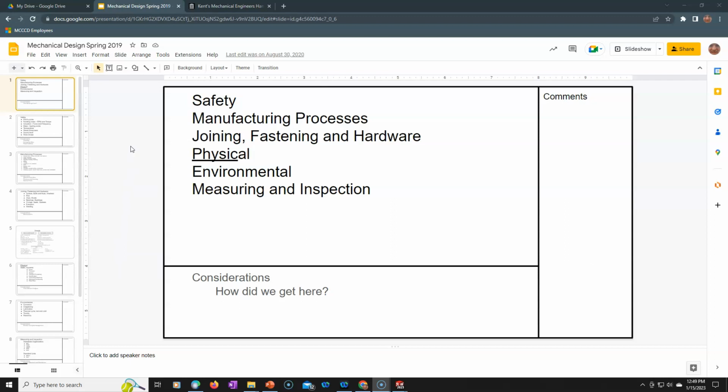So things that we're going to be concerned with: always safety, the manufacturing processes, joining, fastening, and hardware, the physical, our environmental, and measuring inspections. And the how did we get here? Hundreds and thousands of years of different tools and different technologies, and as everything's evolved, we'll see the next generation of machine tools and tooling and product development progress and evolve even further.